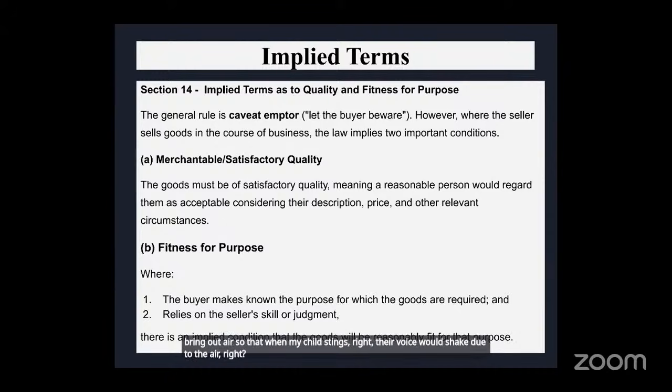And I rely on the seller, and he says, no, buy this one, don't buy that one, or buy the other one. And I rely on their expertise and their judgment, and it turns out that it's not fit for the purpose I need it for, then I can bring an action. I don't know if that is clear.